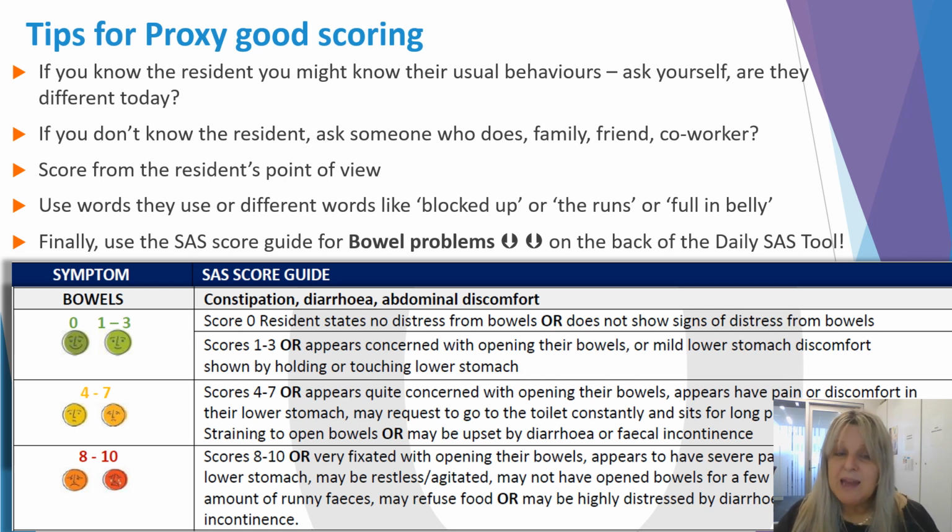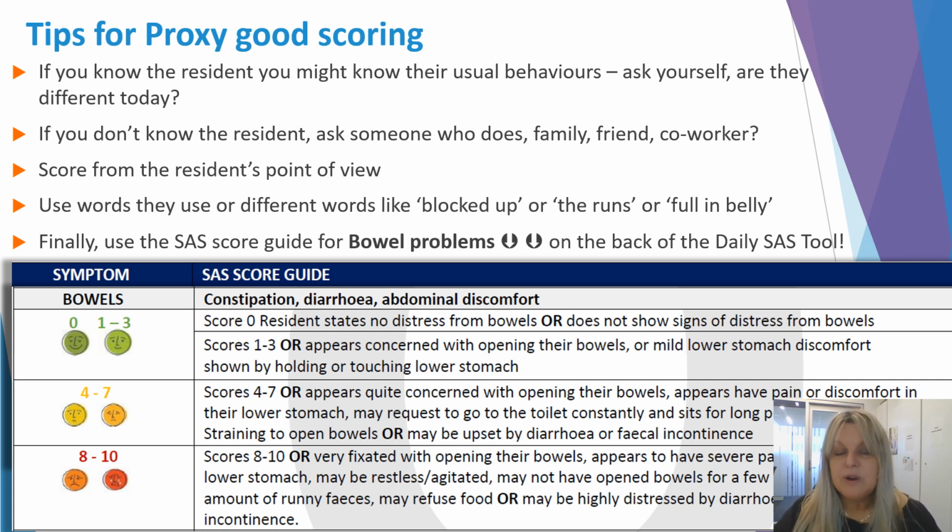When you're talking about anything to do with bowels, of course, apart from the obvious thing of being constipated or needing to go to the toilet too much, you can ask them things about their stomach. Do they have stomach problems? Does it feel tight? Does it hurt? Do they worry about going to the toilet? Anything at all in relation to going to the toilet can be rated here.